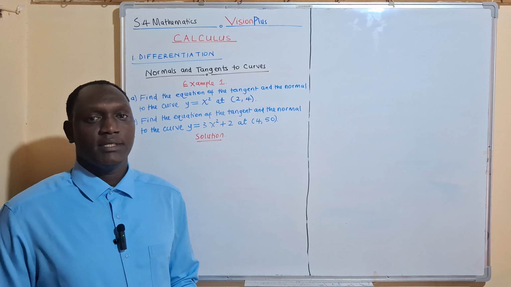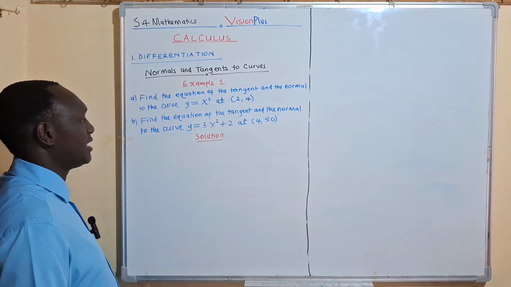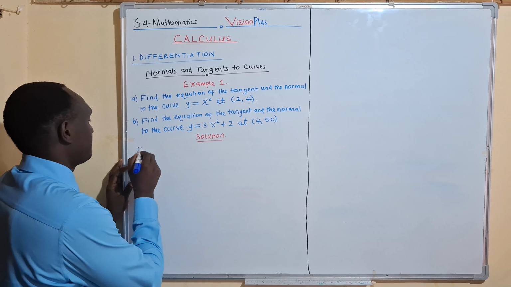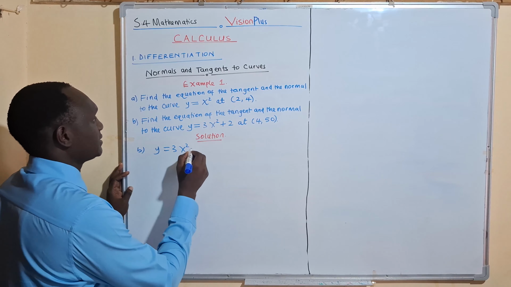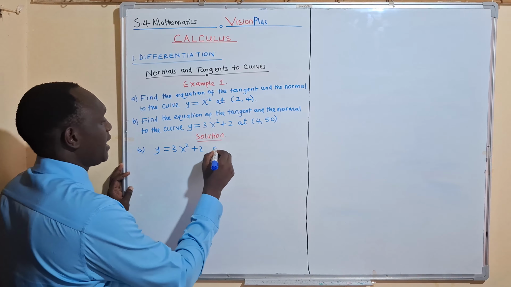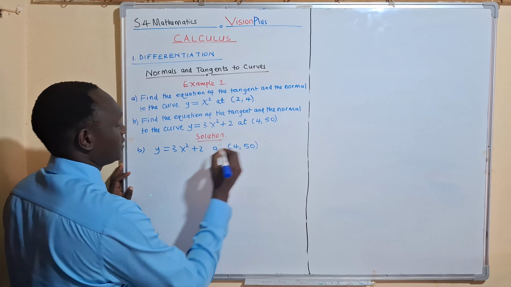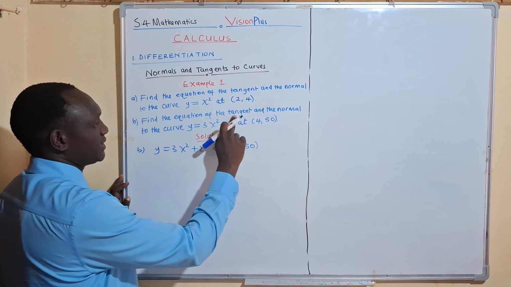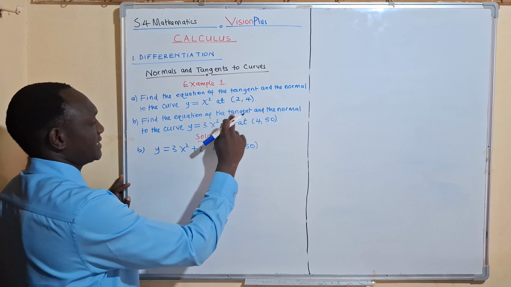And then going to part B. Part B says, find the equation of the tangent and the normal to the curve. The curve is y equals 3x squared plus 2 at the point (4, 50). So, if you look at the question, it says that we need the equation of the tangent and the normal. So, let us begin with the equation of the tangent.